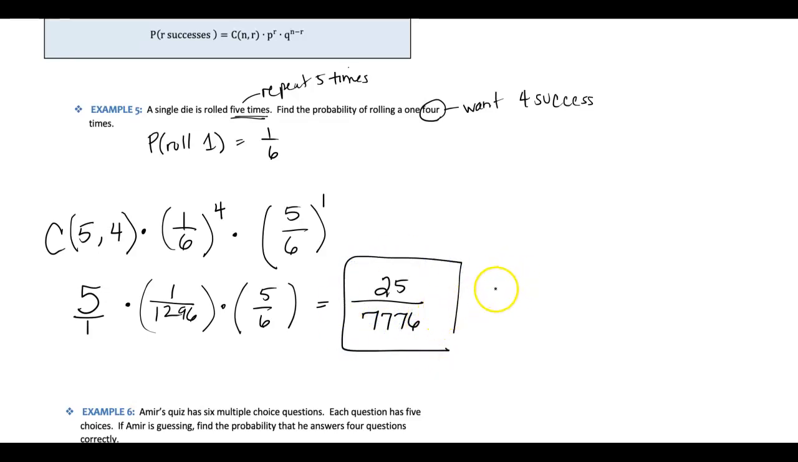If you wanted to make this into a decimal, you could. It would be approximately 0.003 or approximately 0.3%. So if you were rolling a die 5 times, the probability of rolling a 1 4 times would be about 0.3%, or 25 out of 7,776.